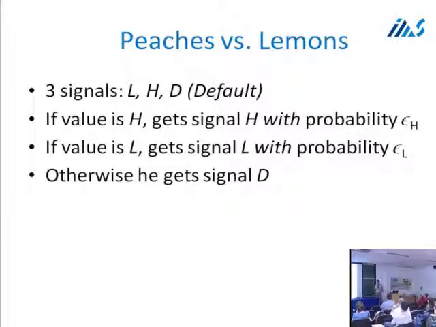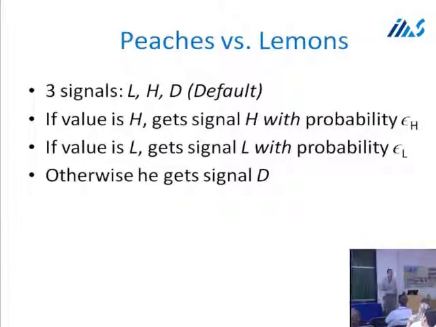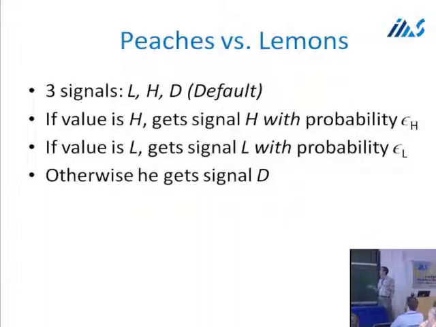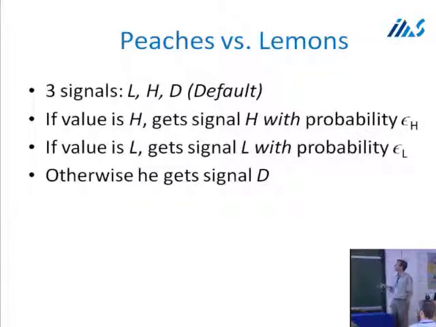OK, so we promised you peaches and lemons, so let's now talk about peaches and lemons. Think about a model in which we have one uninformed guy and one informed guy, and he has three possible signals. If the value is high, if it's a peach, then he gets the high signal with probability epsilon H. If the value is actually low, he gets the low signal with probability epsilon L, and otherwise he gets the default signal. We'll now play with the different parameters epsilon L and epsilon H and see what happens.